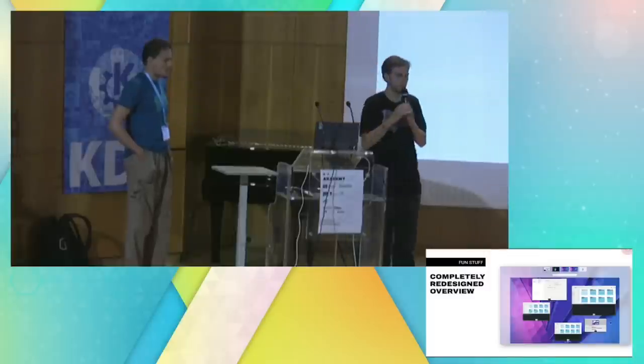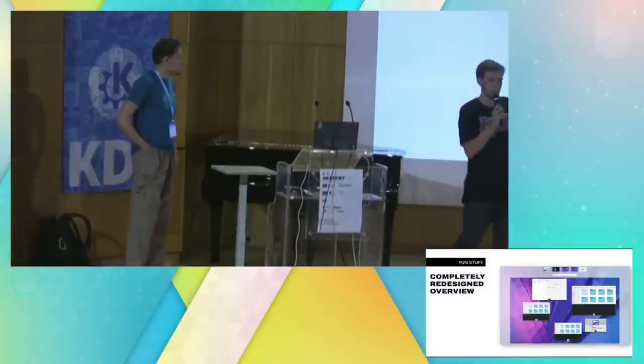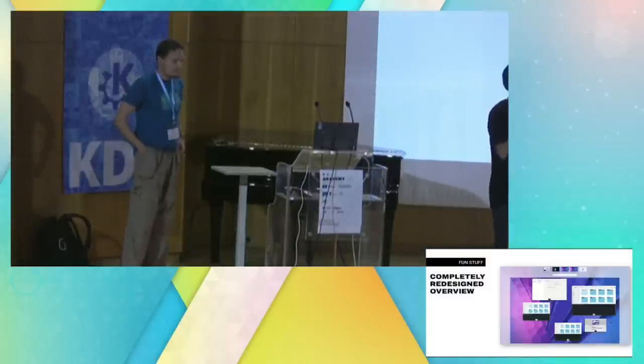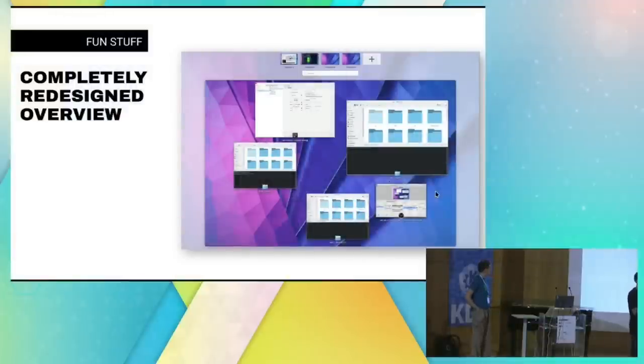So starting off with some stuff about Plasma itself, we've got a completely redesigned overview, which yet again is currently not in master. It's in a branch, it's almost done. It looks completely different compared to what we have currently. It looks much more like the GNOME overview, with the Blur My Shell extension, which I did use as a reference whilst implementing this.